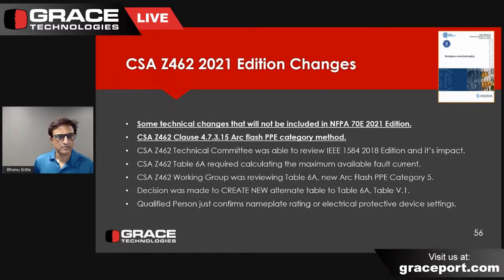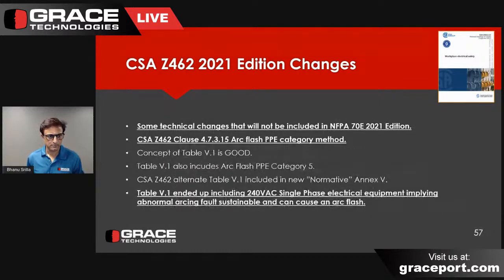So again, all the qualified person has to do with this new Table V1 is check the nameplate data for the transformer, the circuit breaker, or the fuse, and then depending on the voltage and the electrical protective device, you might have to check the settings on the circuit breaker or the relay to use the new Table V1. Next slide, Ben.